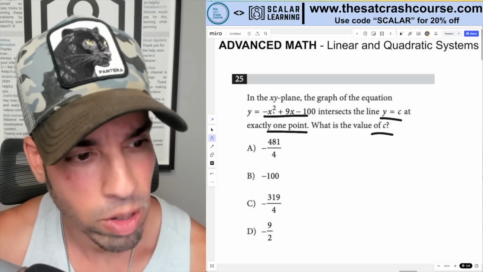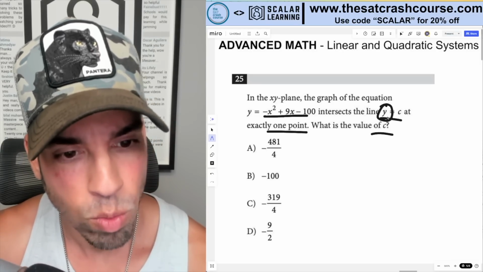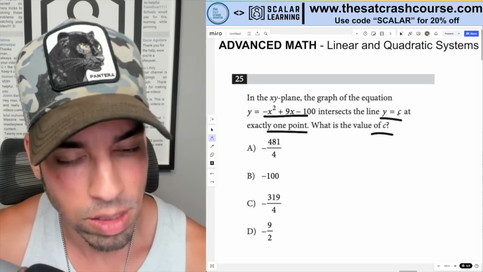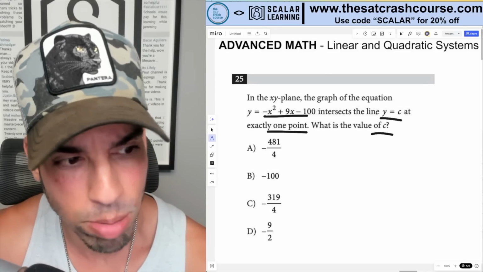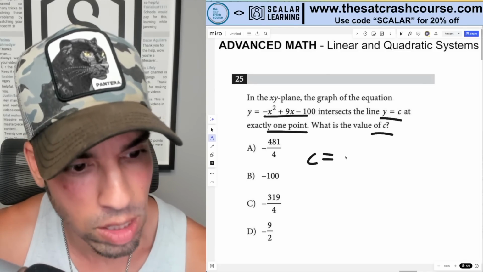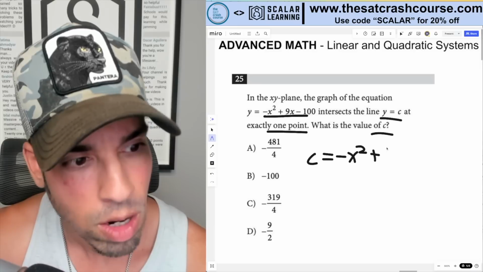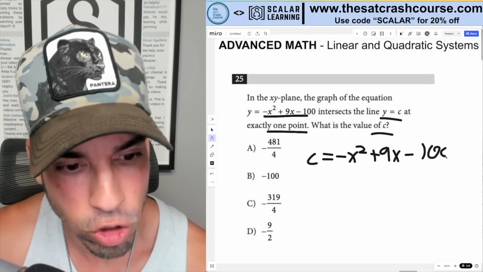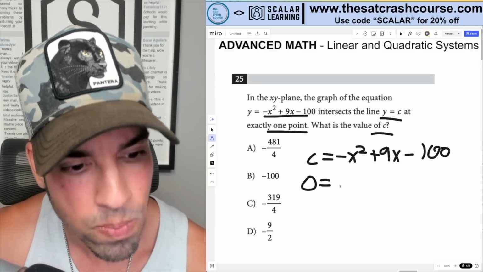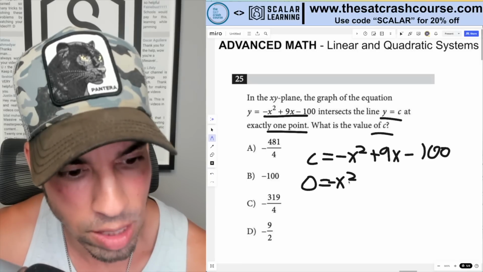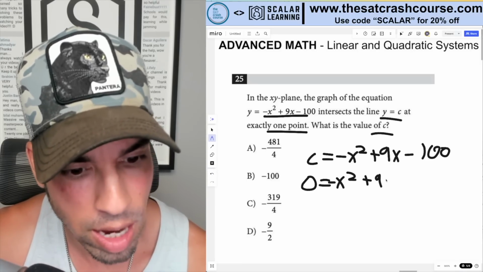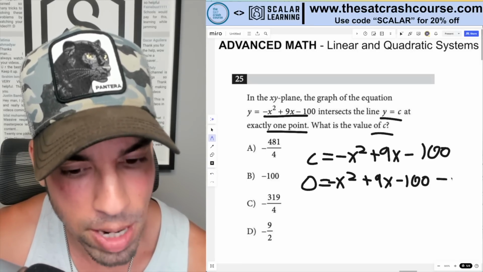So first of all, if they're intersecting at one point, then we can substitute and solve this system. And since y is equal to c, I can plug c in for y over here. So we have c is equal to negative x squared plus 9x minus 100. Let's set everything equal to 0. Then we have negative x squared plus 9x minus 100 minus c.